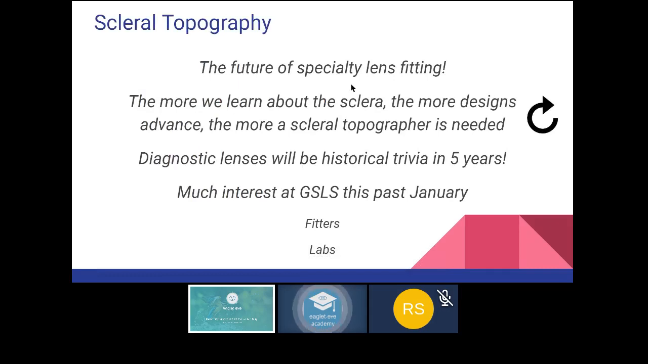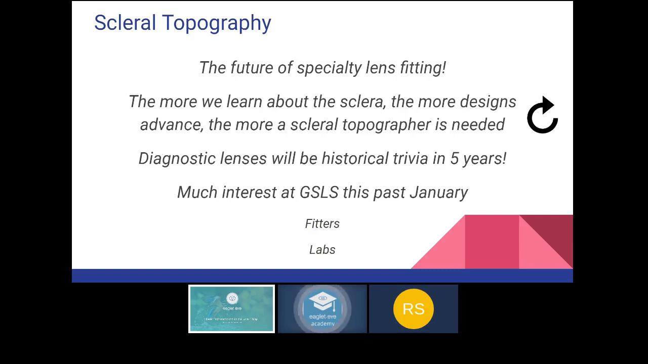Anyway, I believe, and I think that Renier and Arnie share my opinion, that scleral topography is the future, especially lens fitting, particularly scleral lenses. The more we learn about the sclera, the more designs advance, and the more scleral topography is needed. So I look at this as what I'm going to term a vicious cycle. It's not vicious. There's nothing vicious about it. We're learning a lot of stuff as we move forward.